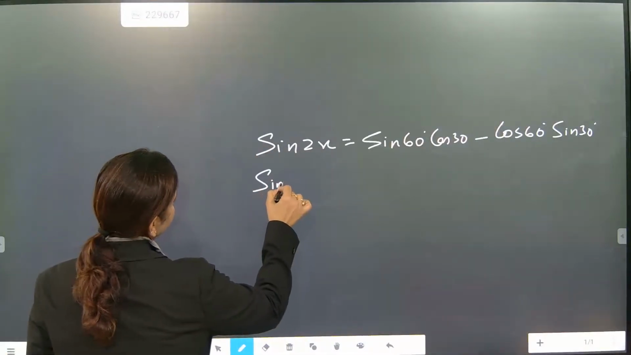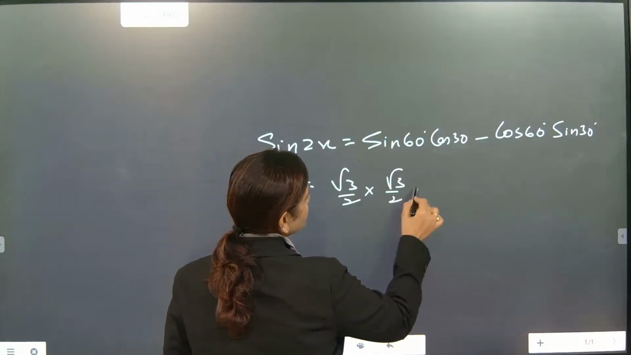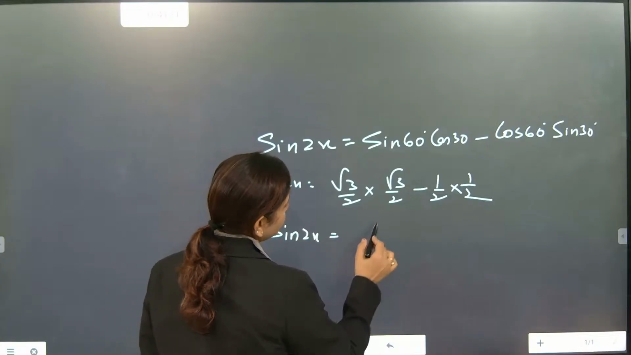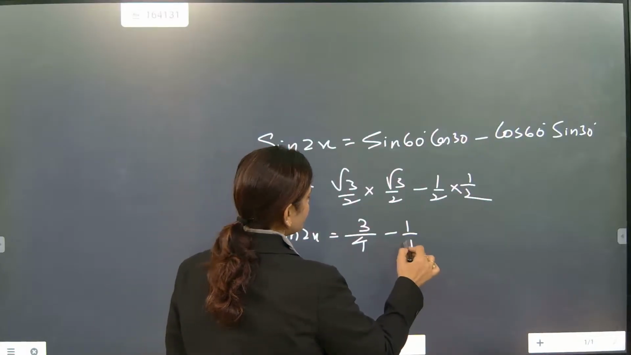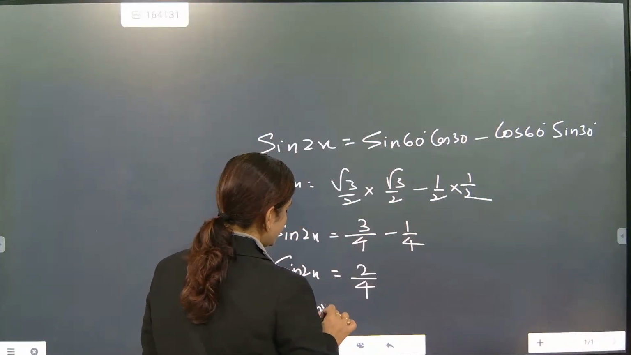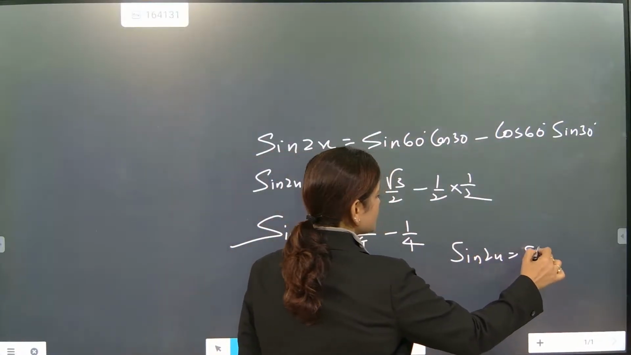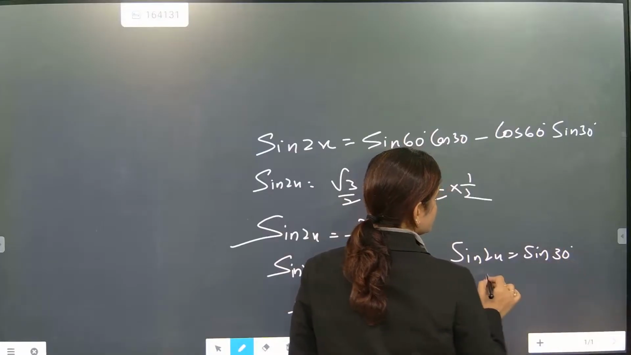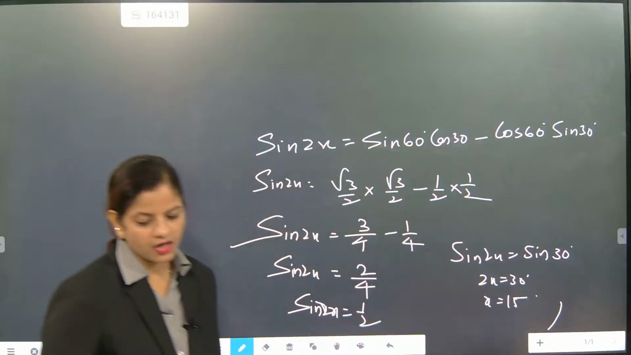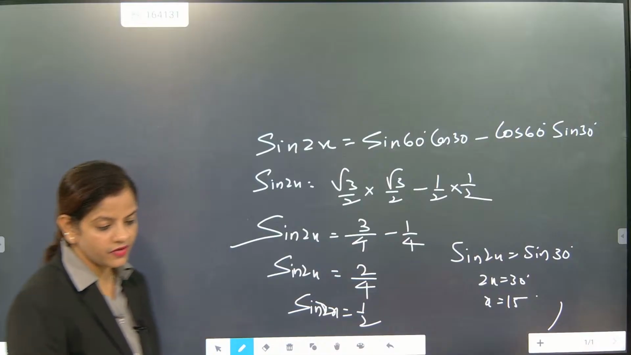So here it is coming as sin 2x is equal to sin 60 is root 3 by 2, cos 30 is root 3 by 2, minus 1 by 2 into 1 by 2. So sin 2x is 3 by 4 minus 1 by 4, so sin 2x is equal to 2 by 4. So sin 2x is equal to 1 by 2. So sin 2x is equal to sin 30 degree. So 2x is equal to 30 degree. So x will be equal to 15 degree. How is 0 coming? x is coming here as 15 degree. Please check everyone.